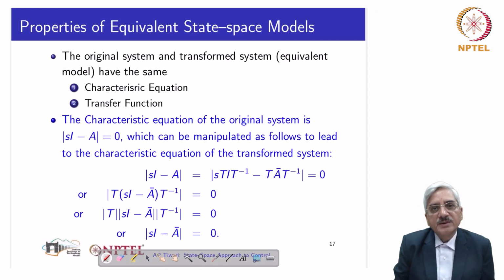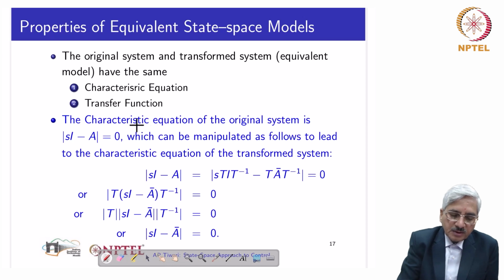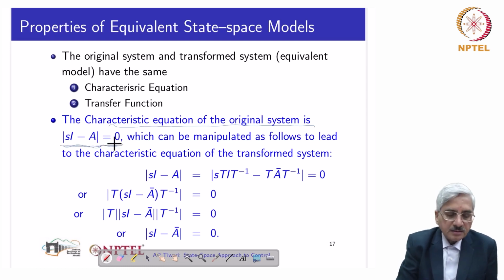Now we will prove both of them one by one, and first we are going to prove that they have the same characteristic equation. So we start with the characteristic equation of the original system, which is determinant of sI minus A equal to 0. This is the characteristic equation of the original system, x dot equal to Ax plus Bu.